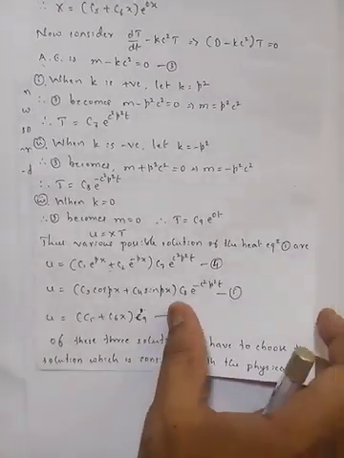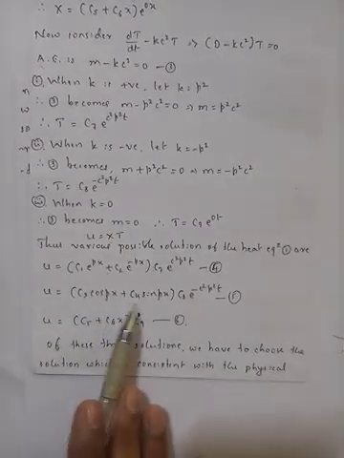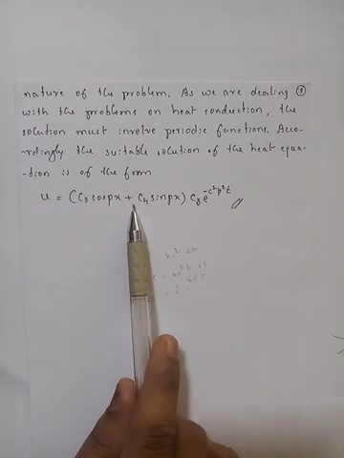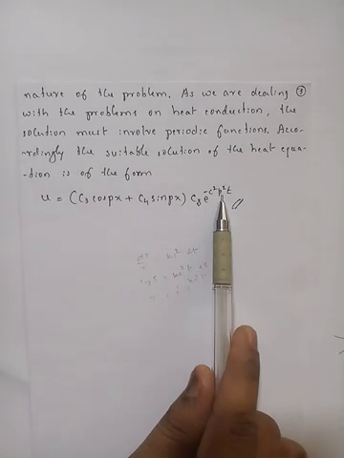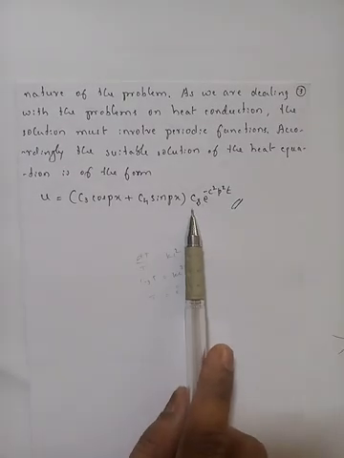So the convenient solution for this heat equation is equation 5. The solution is given by u equal to (c3 cos px plus c4 sin px) into c8 e to the power minus a square b square into t. So this is the convenient solution for the heat equation.